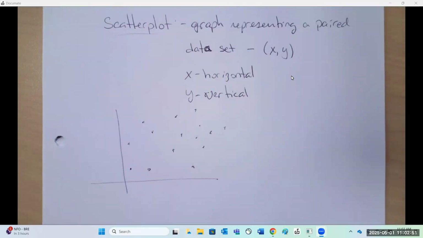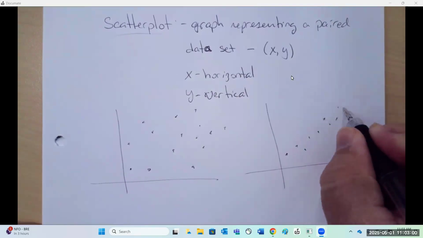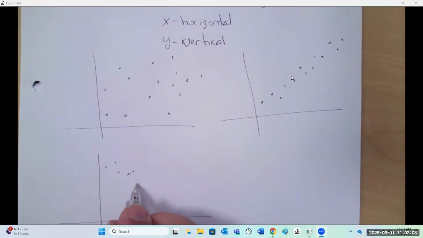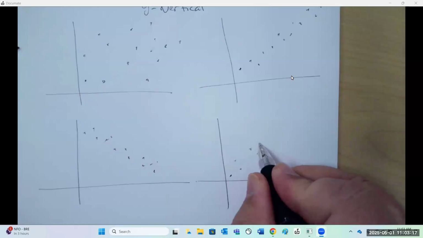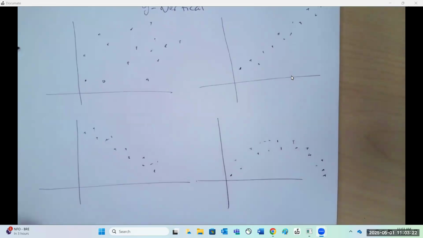Take a look at this. Take a look like this. Take a look at that. Or they can even have a curve to them, a unique shape. Whatever happens with the graphs, you have no control over it. All you're doing is just plotting them and representing what they have.